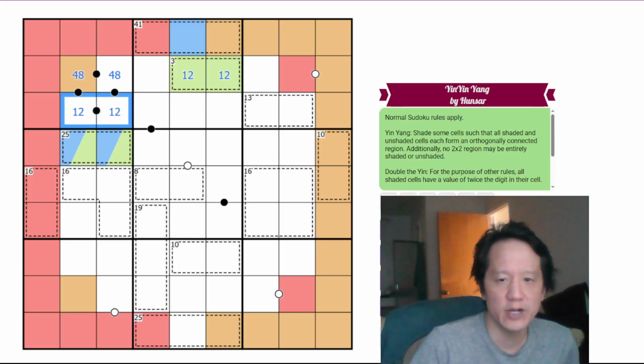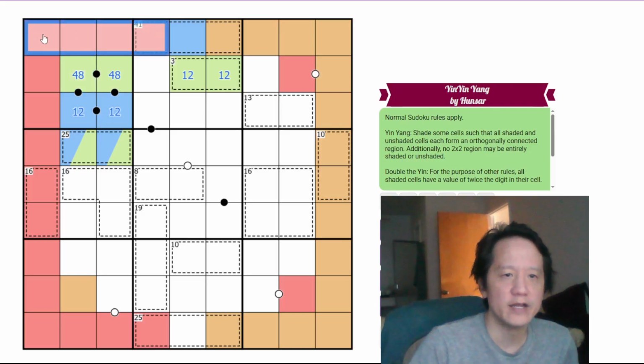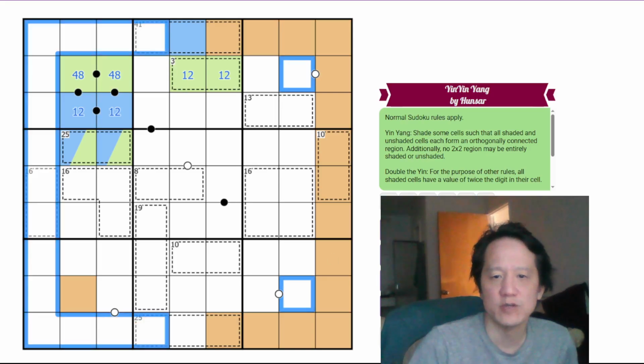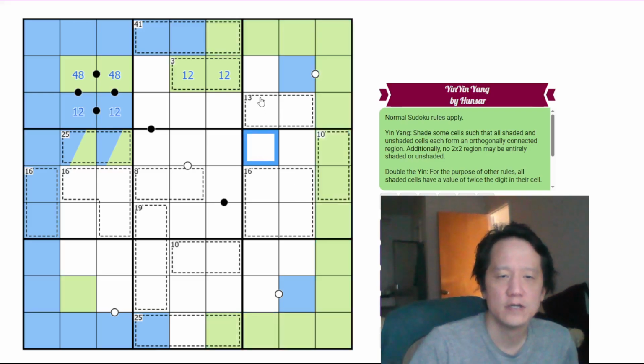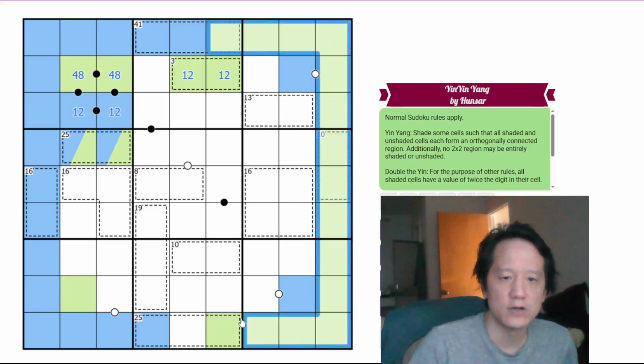The 1, 2 pair, like we said, was doubled, so these are blue. These must not be doubled, so these are green. There, and this green means the red has to not be green, right? Because then this would be a 2 by 2 area of just greens. So the reds have to be blues, and the oranges have to be greens. So this is shading here. These values are doubled, and this is not.